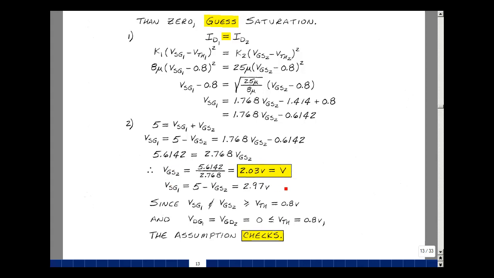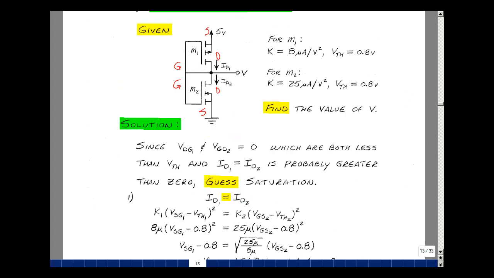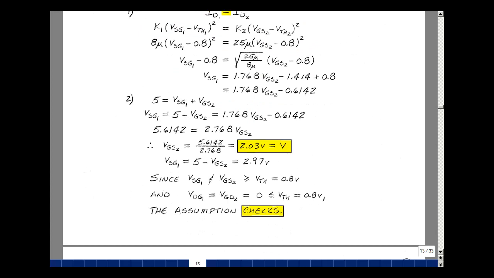That's actually our value of V on top. Here, the gate source of transistor 2 is the same as V. I go back and solve for the gate source of 1. It's going to be 5 minus the gate source of 2. Subtracting this from 5, I get about 2.97. Now since the source to gate of 1 and the gate to source of 2 is greater than threshold, which is 0.8, and the drain to gate of 1 and the gate to drain of 2 is equal to 0, which is less than threshold, then our assumption checks.